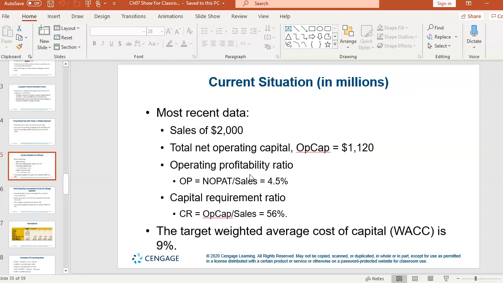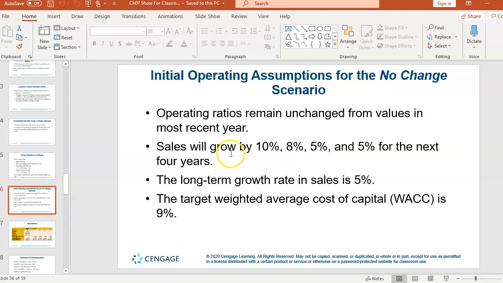So let's take a look at a situation here. We've got sales of 2 million, and we've got operating capital of 1,120,000, and so that gives me a ratio. I can take my operating profitability ratio, my NOPAT divided by my sales, and my capital requirement is operating capital divided by sales. And it says the target weighted average cost of capital for this company is 9%. Okay, so what I can do is say, where am I at today, and what's my desired state, and use that to forecast the future.